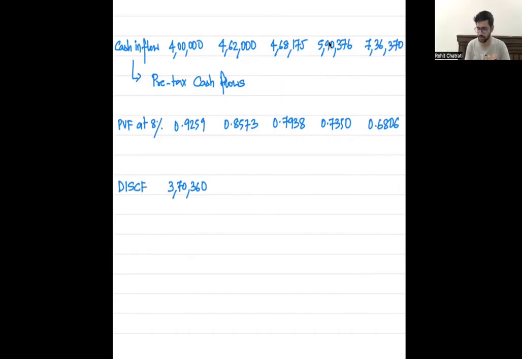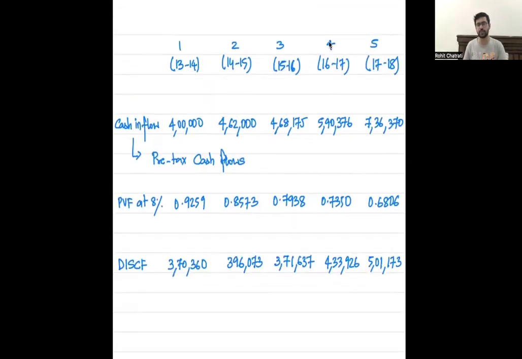For year 1, 3,70,360. 462 multiplied by 0.8573 is equal to 396,073 for year 2. 468,175 multiplied by 0.7938 is equal to 3,71,637 for year 3. 590,376 multiplied by 0.735 is equal to 4,33,926 for year 4. And for the last year, it will be 736,370 multiplied by 0.6806, which is equal to 5,01,173. So these are the discounted cash flows for each individual year, year 1, year 2, year 3, year 4, and year 5.